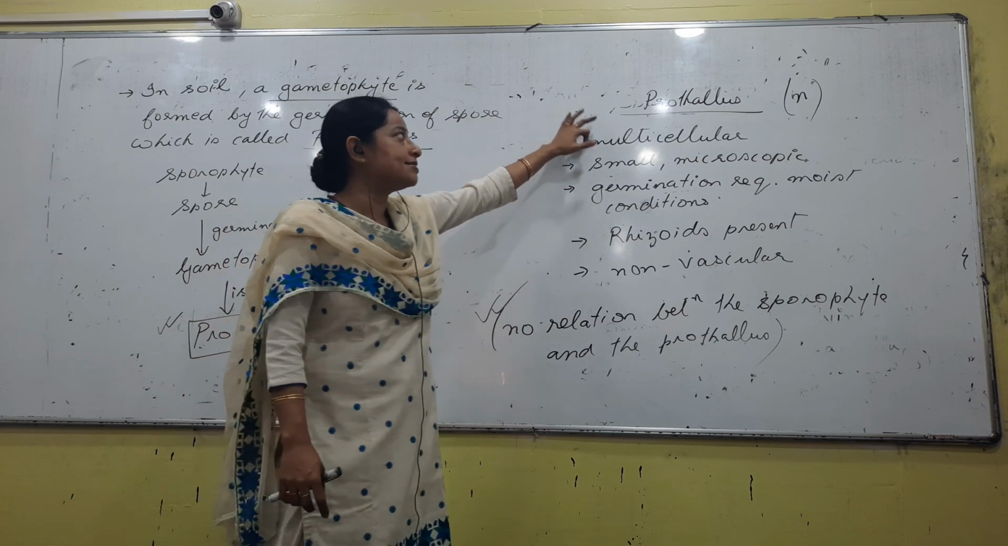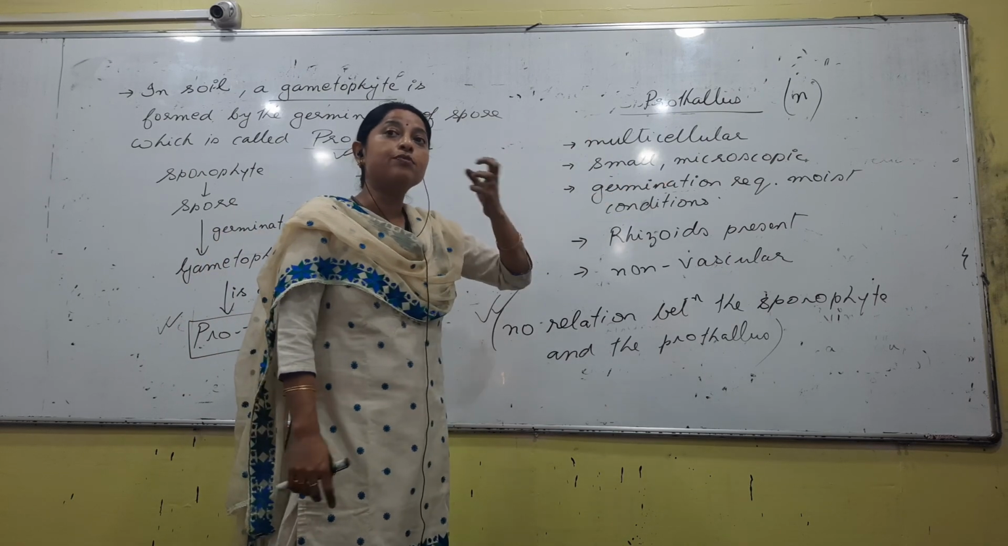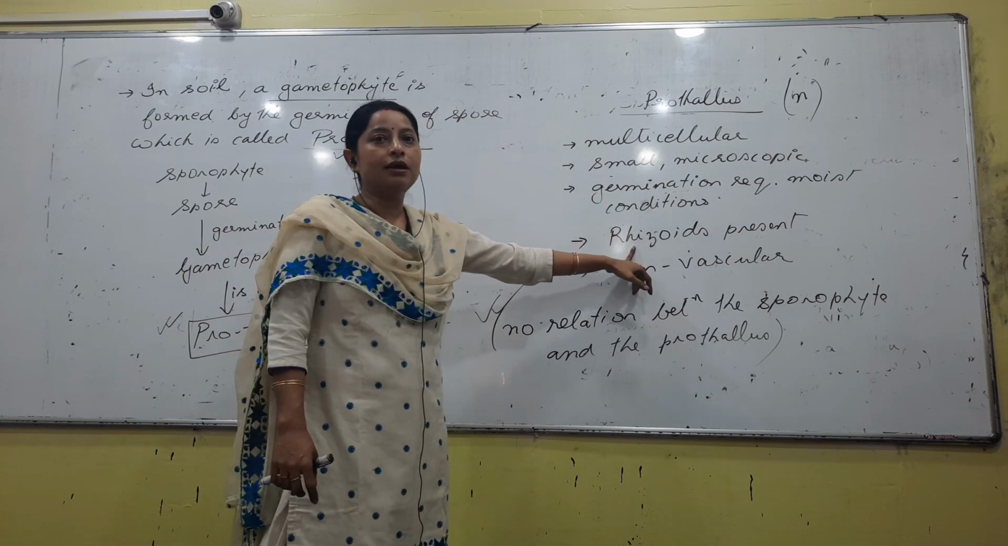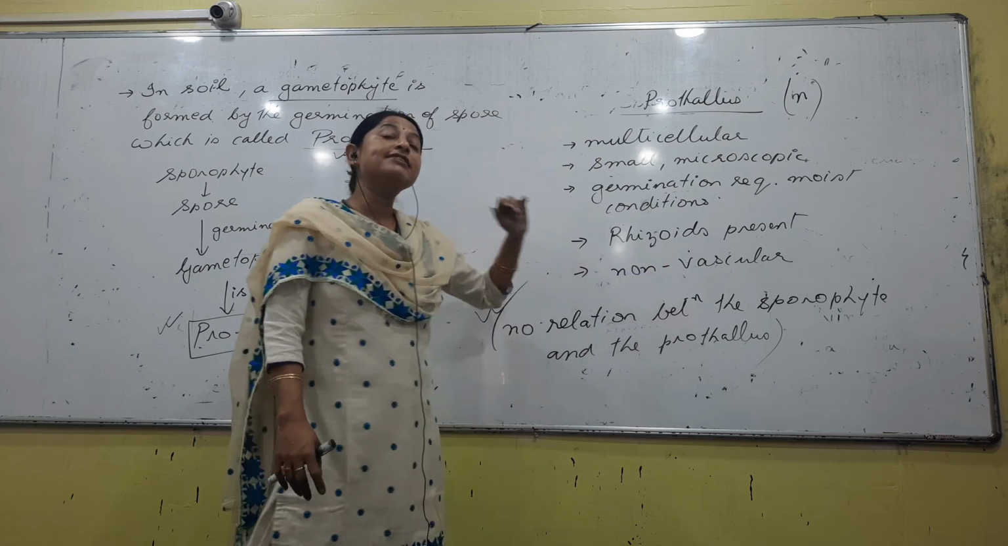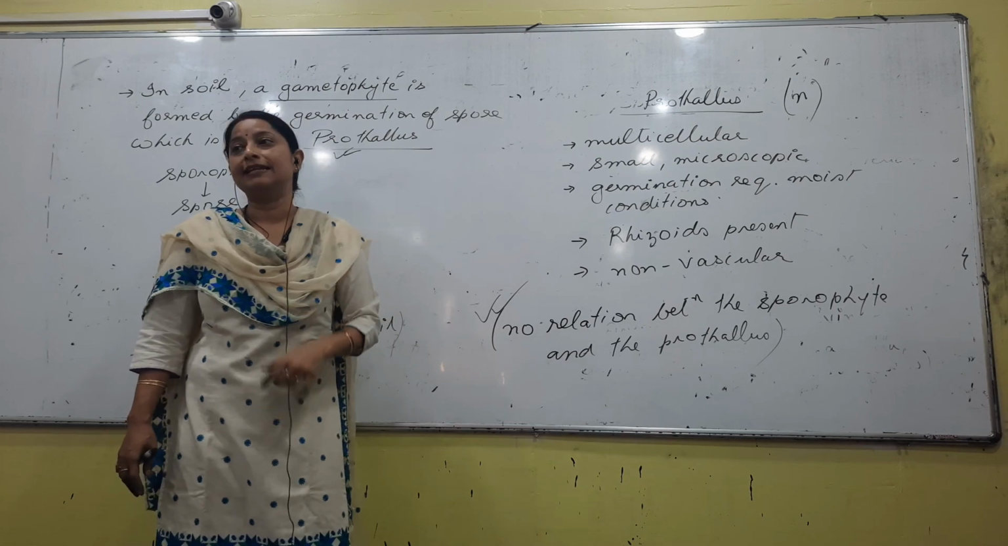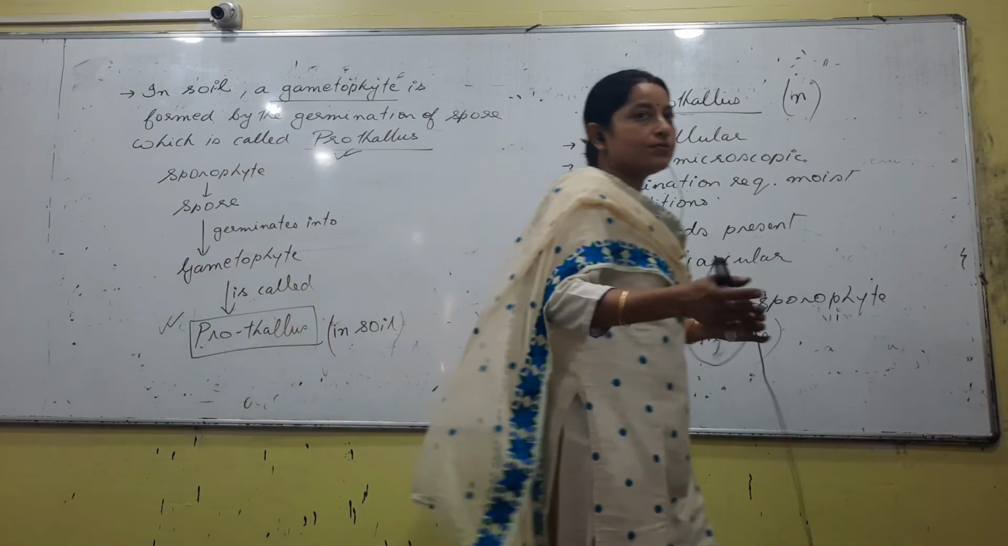In the protallus, since the protallus will grow in the soil, for absorption what will they need? They will not have roots, instead what they will have is rhizoids, right. But in case of the sporophyte, what was there? Roots were there, right. Some will have rhizoids, some will have roots.